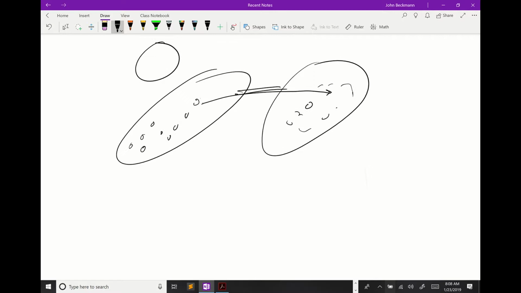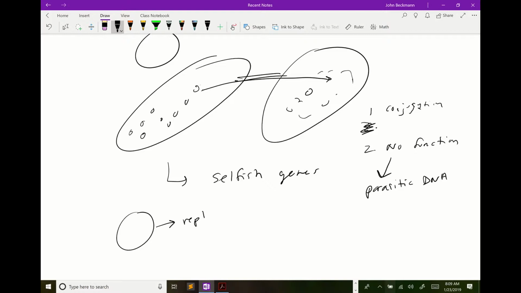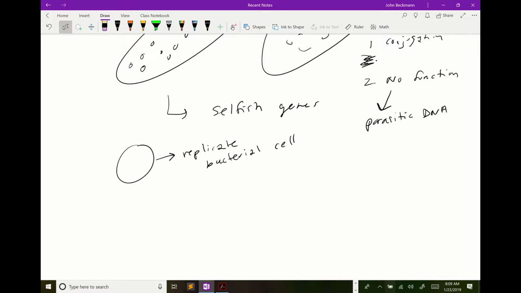Does that make sense? So this is a perfect segue back to the selfish gene theory. I talked about two purposes of plasmids: conjugation or exchange of information. Actually, that was just one. The other thing is that sometimes plasmids will have no function. Sometimes plasmids will be parasitic, basically parasitic DNA. So imagine you're just a plasmid and you figured out a way to replicate yourself inside a bacterial cell. If you hijack the cell, sometimes there isn't always a function for that.